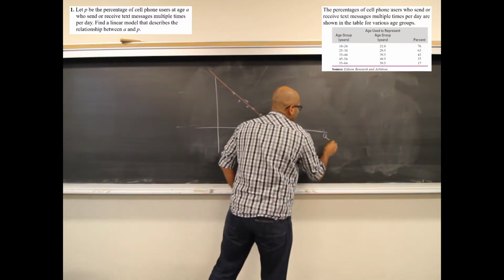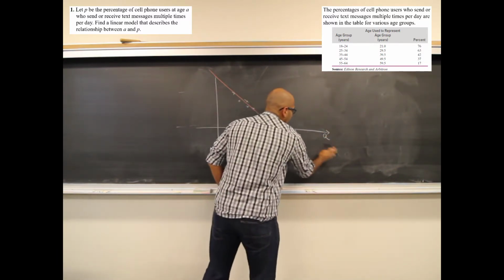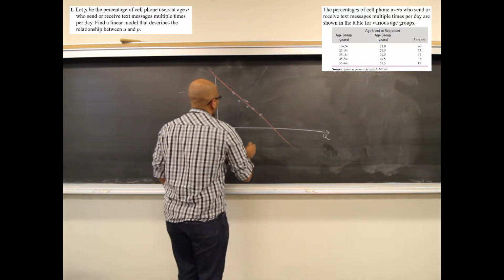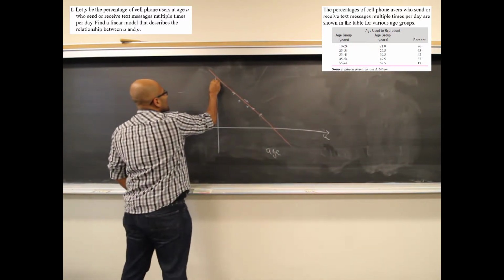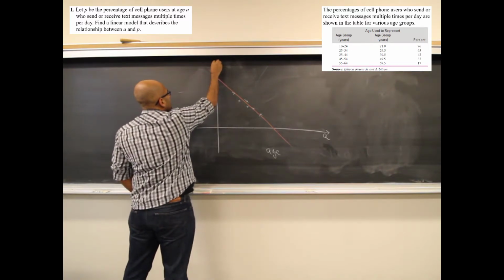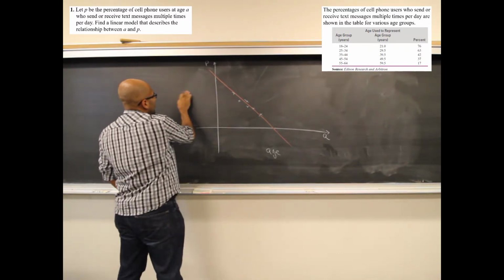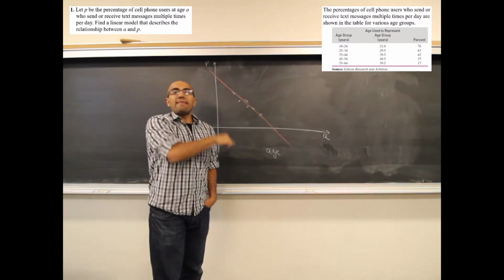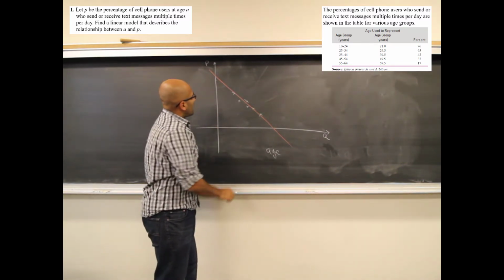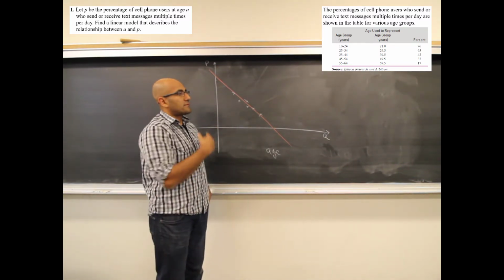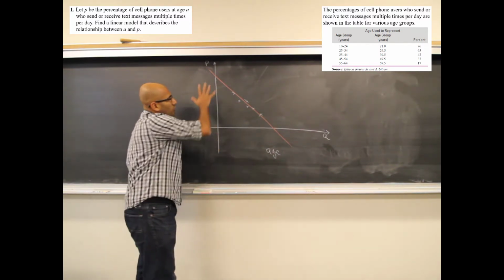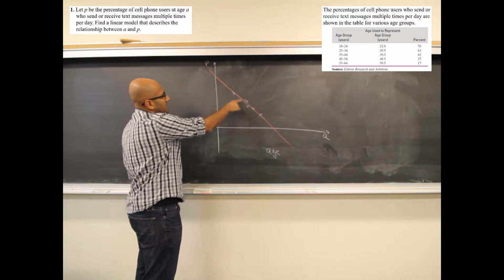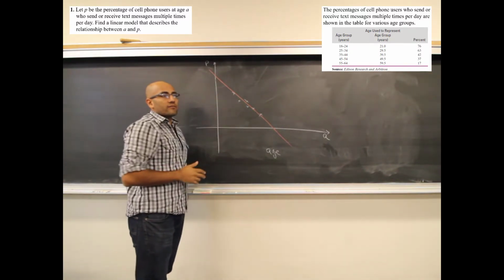In this direction, we have the variable A, which represents age, right? Age. And then in this direction we have P, which is the percent. The percent of people in that age group that text message multiple times per day. Okay, so the way I drew it here, it's hard to really make guesses because there's no scaling on here for me to do that.